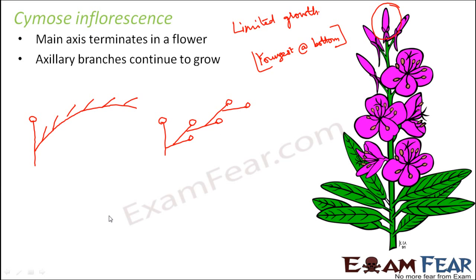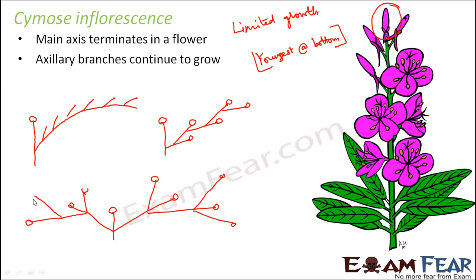Another example could also be like this. Here you have the main axis with a flower. Here is another axis with a flower. Here another axis with a flower. Here another axis with a flower. Here again another axis with a flower. Here another axis with a flower. Similarly, on this side also you can have the same thing. So these are examples of cymose inflorescence. I hope the cymose and racemose inflorescence are clear to you.